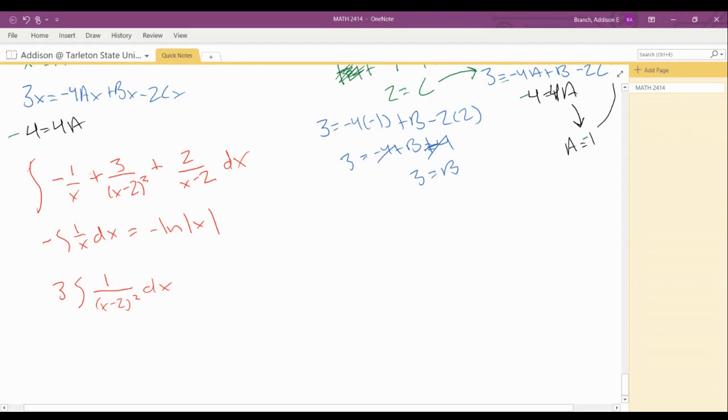Now, this one we still do a u-sub, but it's just a little different because we have a power of -2 to -1. So for this one, we get u is equal to x minus 2, du is still dx. We go 3, u to the -2, du, which gives negative 3u to the negative 1 plus c.